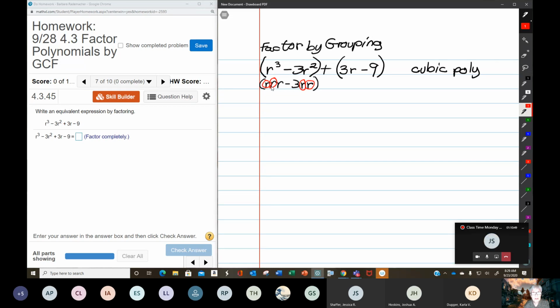So R times R, which is R squared, is my GCF. So I write down R squared, and then I write empty parentheses, and then I mark out what I've circled so I don't use it again. And then I start looking for leftovers. I have R minus 3. And I have just factored that first set of parentheses by GCF.